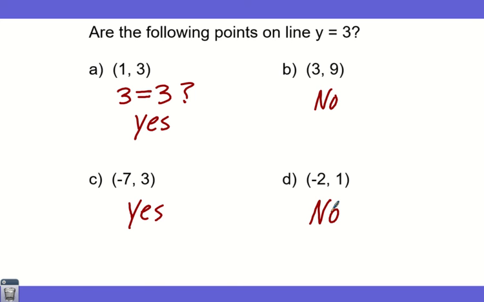Because any point on that line, and remember HOIVUX, this would be a horizontal line. Any point on that horizontal line would have to have a y-coordinate of 3. And that's that for 4.2 Part B.